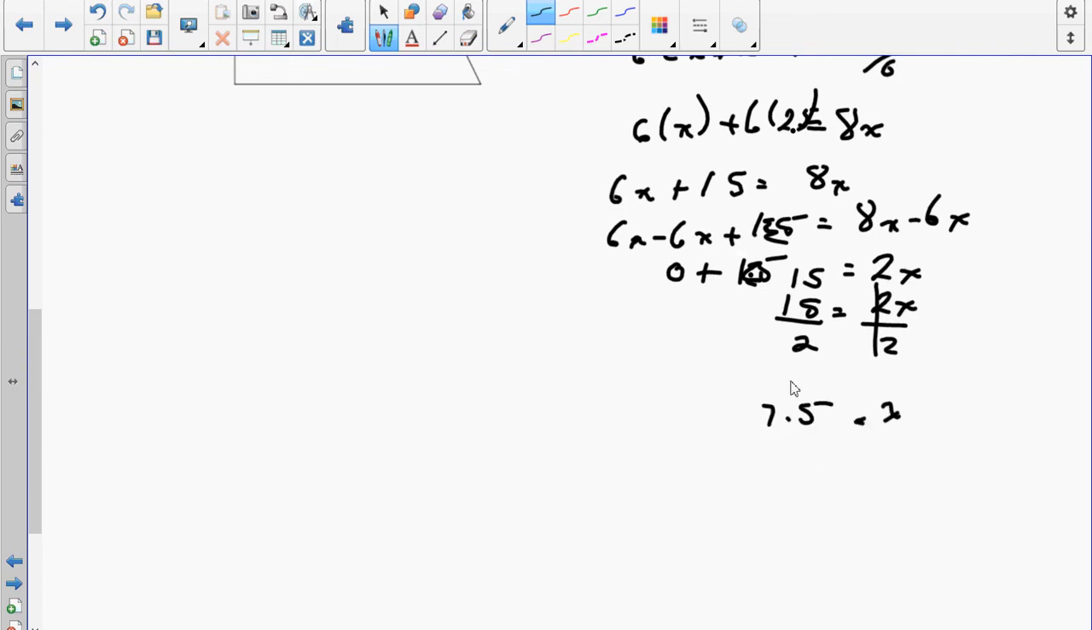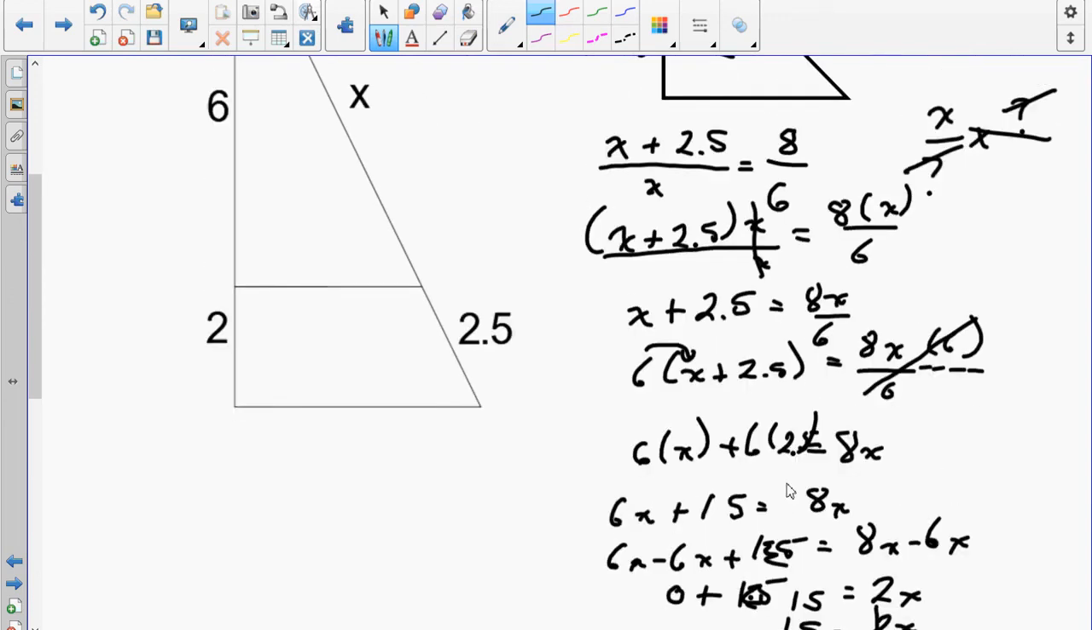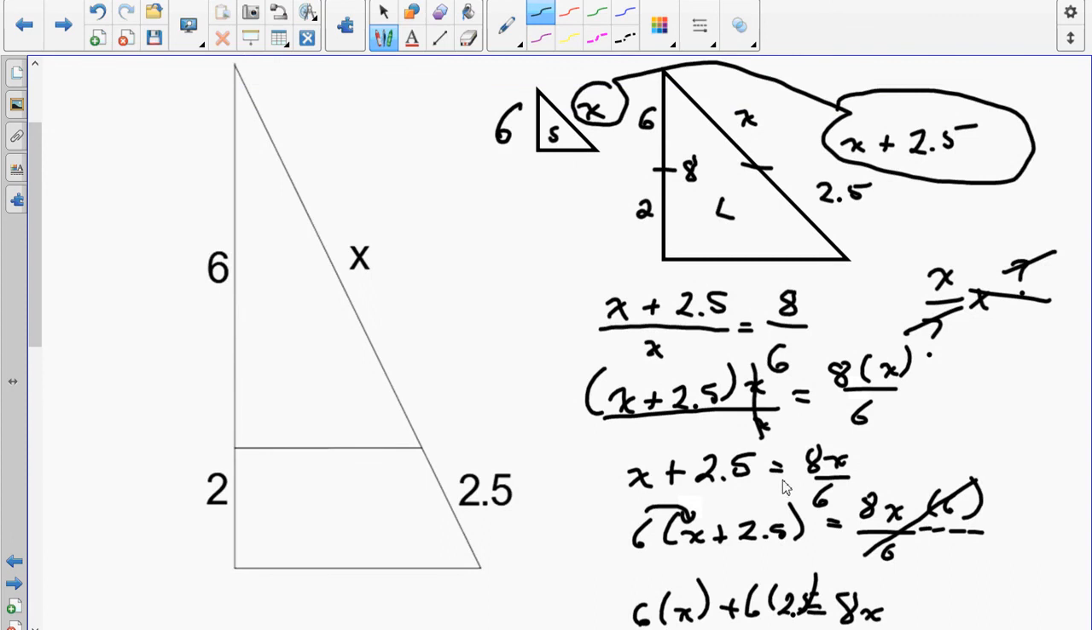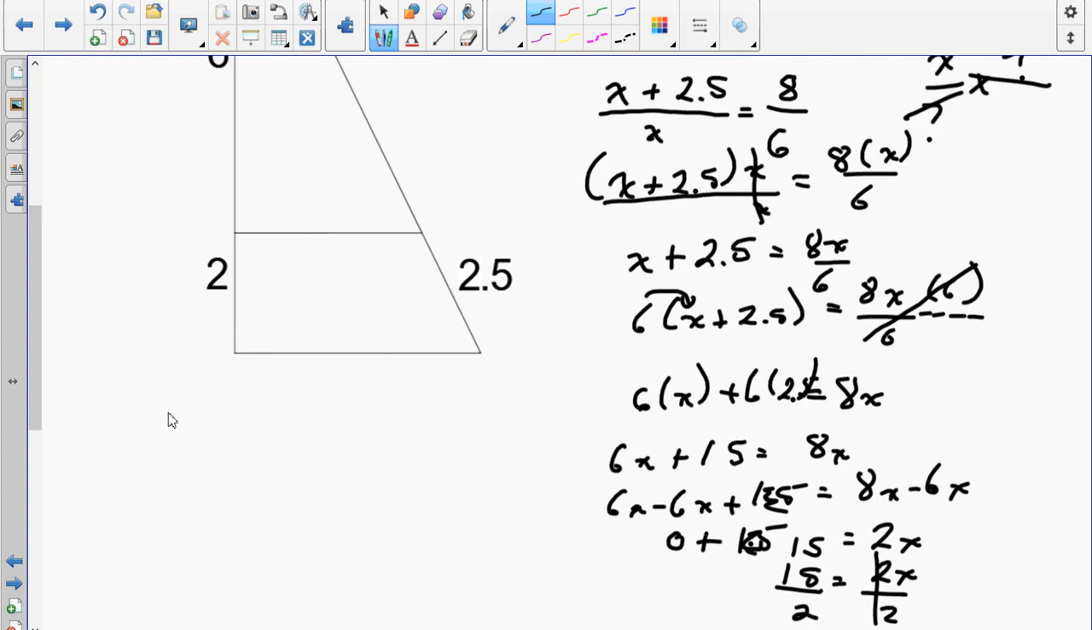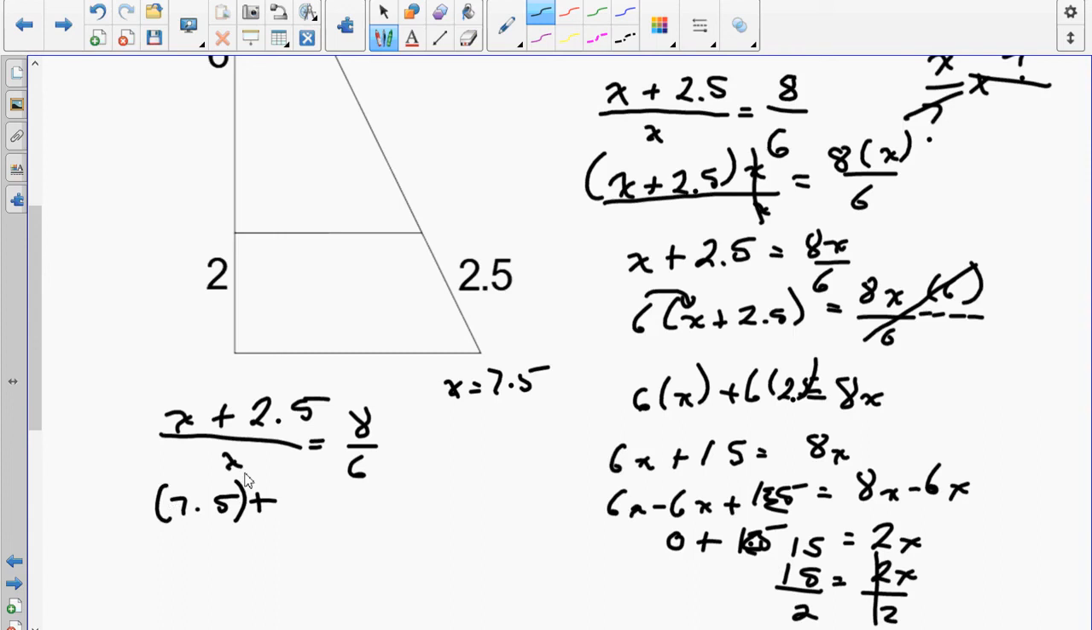All right. Now let's go back and check and see if this actually works. We have an equation here, right? This equation is right here. And we're going to take that equation, x plus 2.5, and we're going to put it over x. We're going to set that equal to 8 over 6. Now we know that x is 7.5. That's what we just solved. So to verify this, I've got 7.5 plus 2.5, that's where my x is, I took it out, right? All over 7.5, and that's equal to 8 over 6.